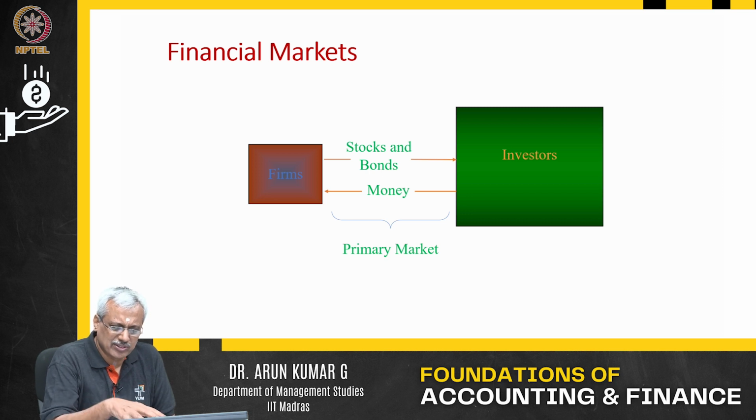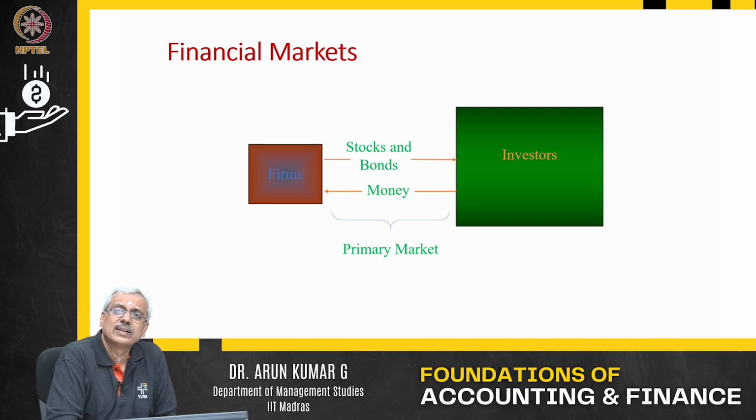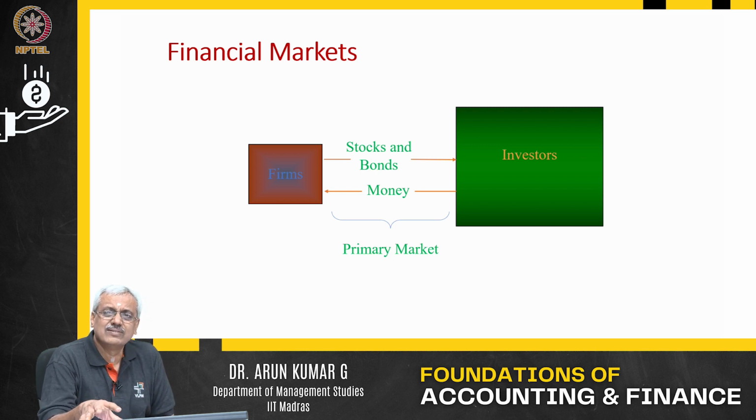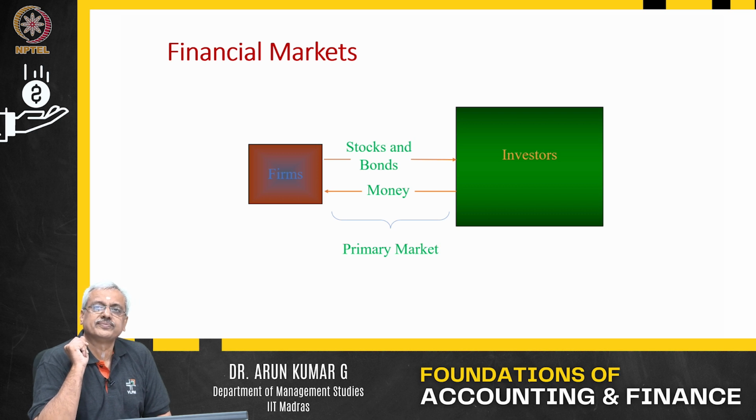I have got a slide that beautifully explains this. There is a huge investor pool sitting on the right in green, and a small pool of firms. Firms have to raise money. What do they do? They issue equity and debt instruments. These equity and debt instruments are bought by whom? By you and me, individuals, private investors, institutions. We buy.